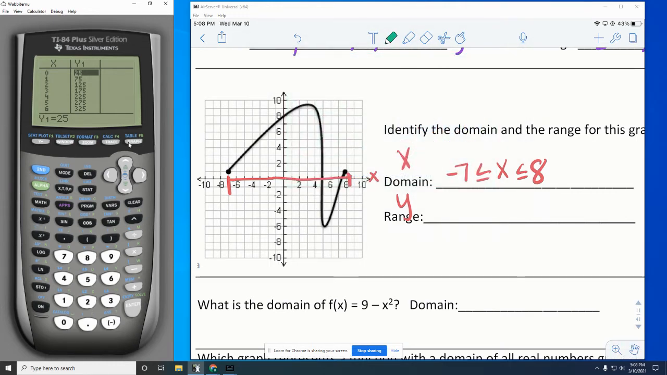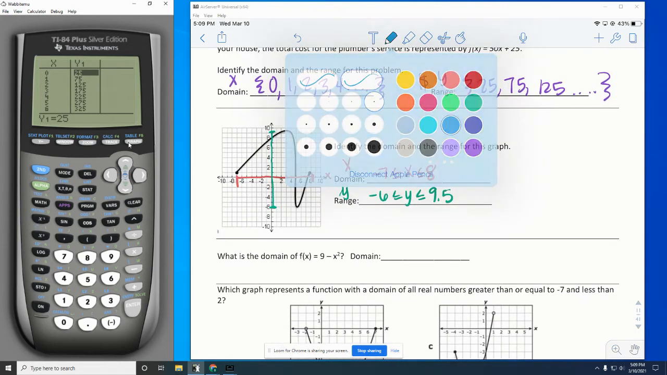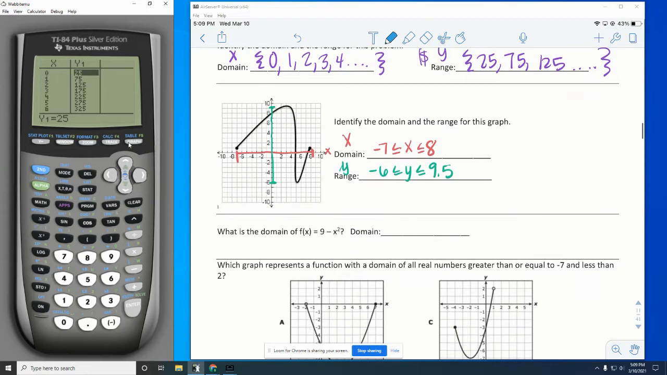These also happen to be my endpoints, but it does not mean that my endpoints are the end-all, be-all. For example, your range is your y's. My y's go all the way down to -6. Notice -6 is not an endpoint. So make sure you're looking at the entire graph. Then my y's go all the way up to about 9.5 maybe. So make sure when you're looking at graphs, you are taking in the whole graph. You're looking at the entire left, the entire right, the entire up, and the entire down.